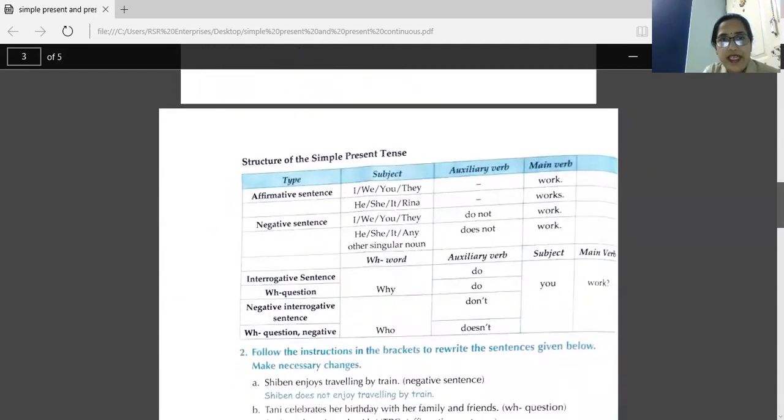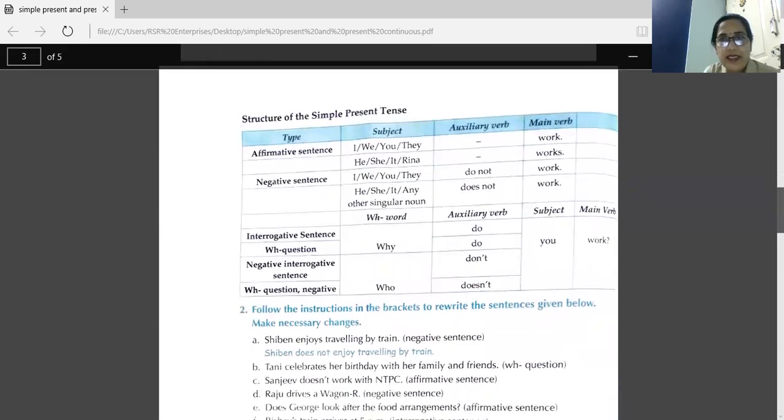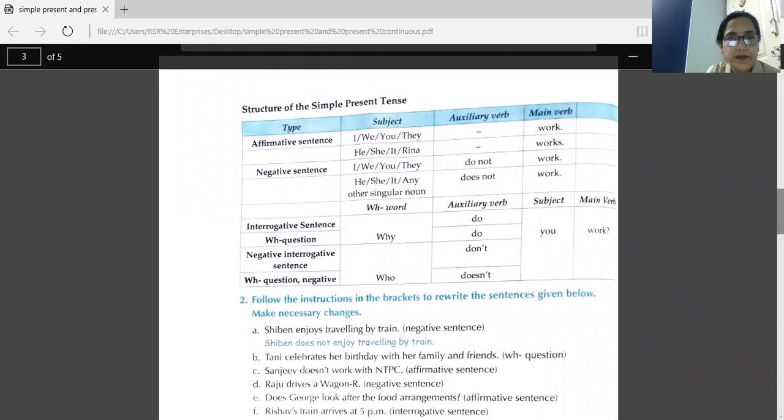Now you have the structure of the simple present tense in different sentences. Affirmative sentence. The subject is given here: I, we, you, they. The auxiliary verb will not be used here, and the main verb is work. With I, we, you, and the plural subject they, we use the main verb as it is, without adding s or es.